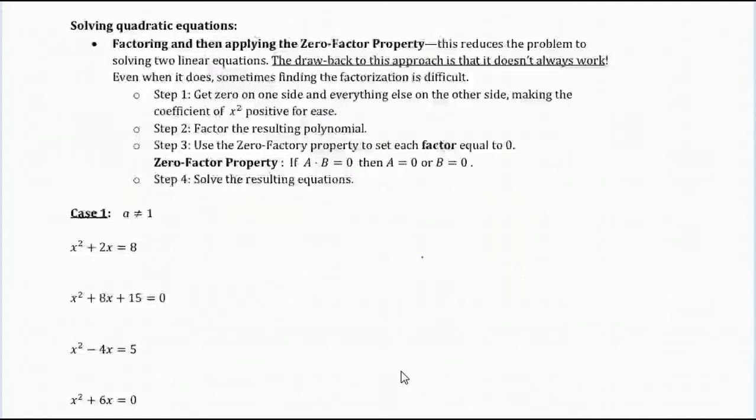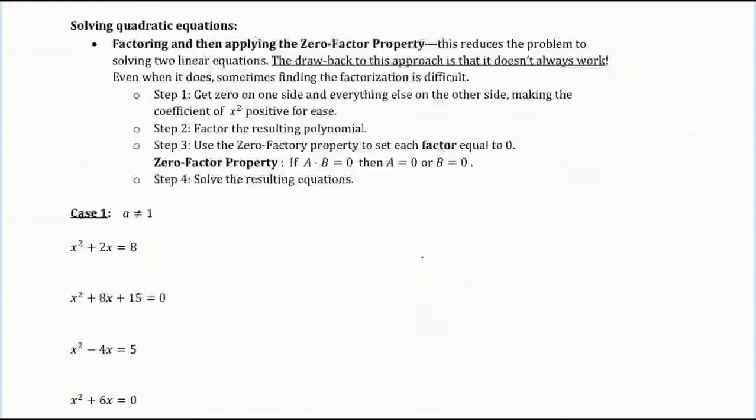In this video, I'm going to work through a number of examples solving quadratic equations via factoring. So I've got the procedure outlined here. Whenever you're solving a quadratic equation with factoring, you're going to put 0 on one side. Move all the terms to one side of your equation and do so in such a way to make the coefficient of x squared positive.